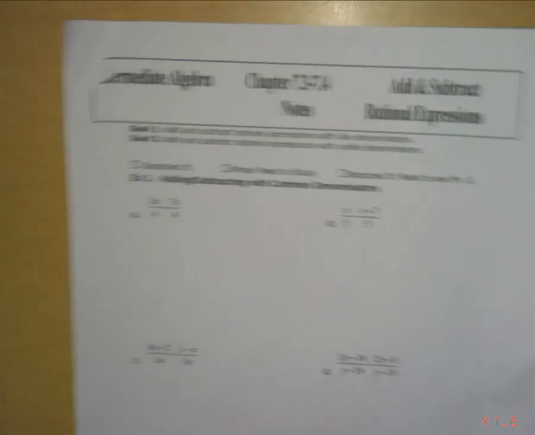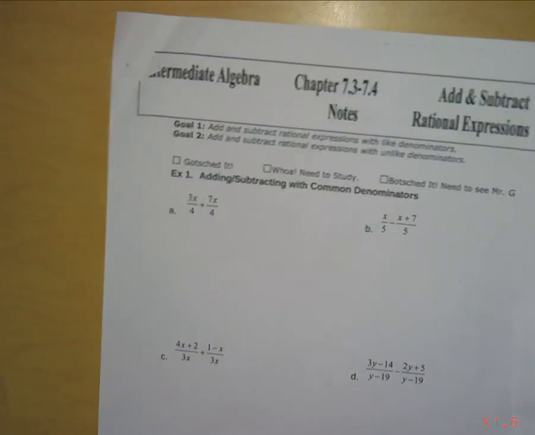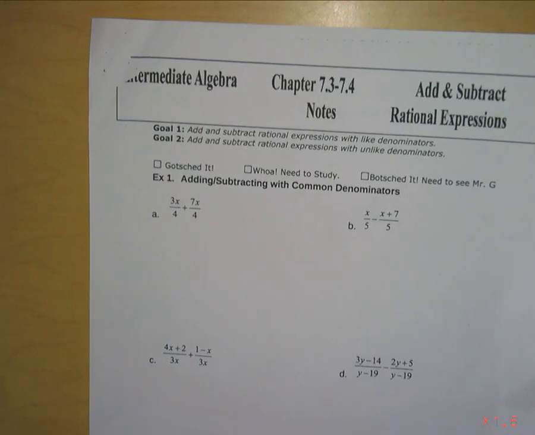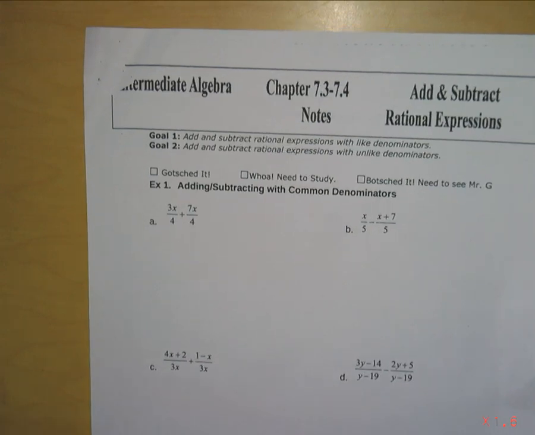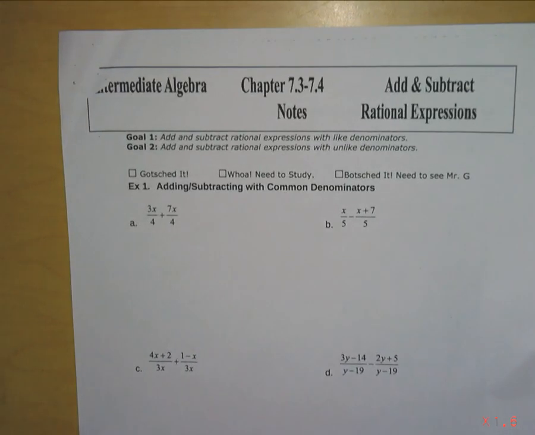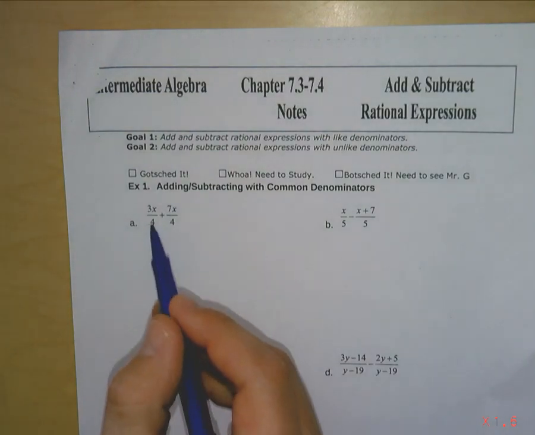All right. So, ladies and gentlemen, we're working on 7374 notes. We're going to do goal number 1 and 2, which is adding and subtracting rational expressions with common denominators and unlike denominators.